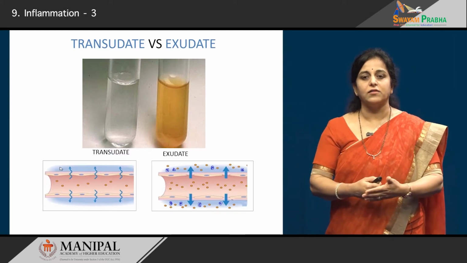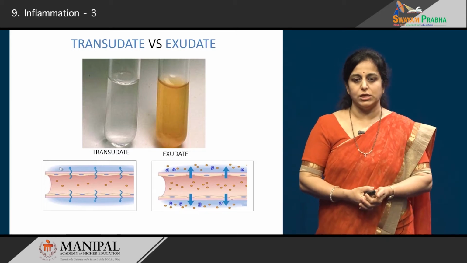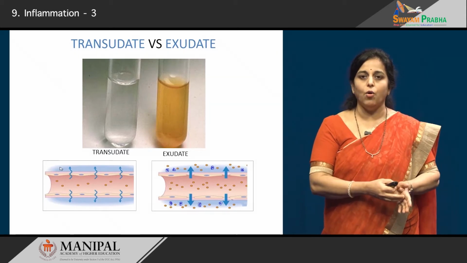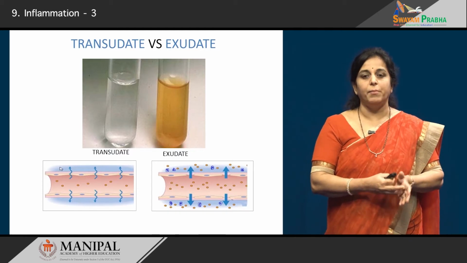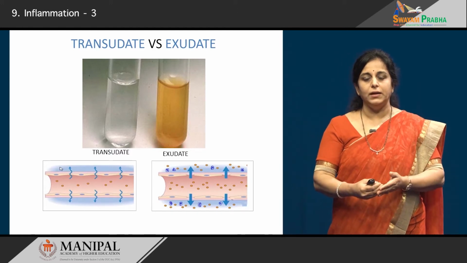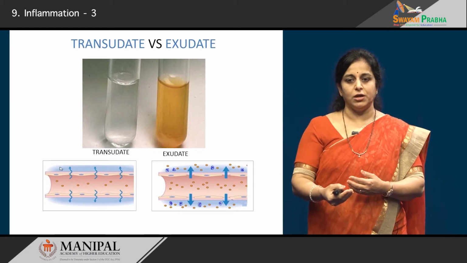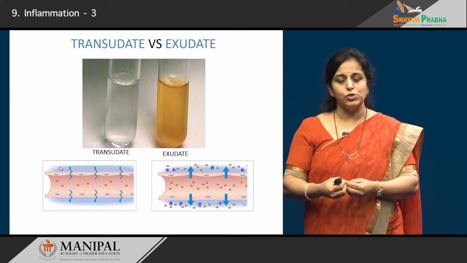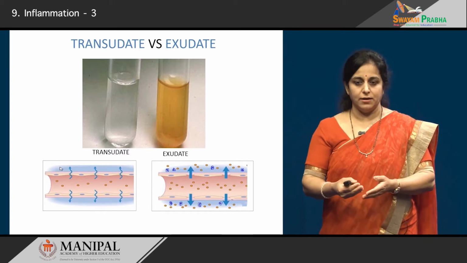It basically occurs because of hemodynamic changes, like increased pressure within the circulation, which occurs early on in inflammation, as we saw now, because of vasodilatation. But as the inflammation progresses, there is increased vascular permeability and there is movement of cells and proteins out of circulation. This results in the formation of exudate, which you can see here is cloudy and is highly colored.